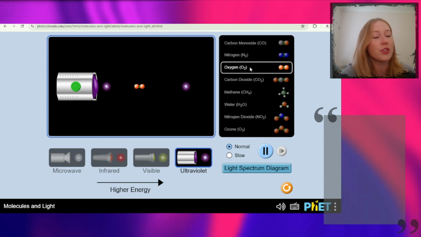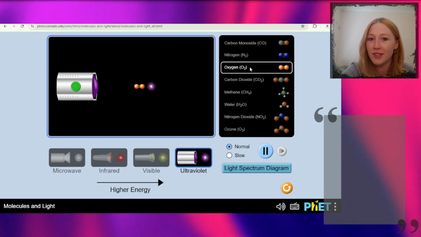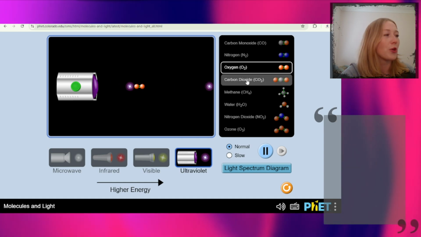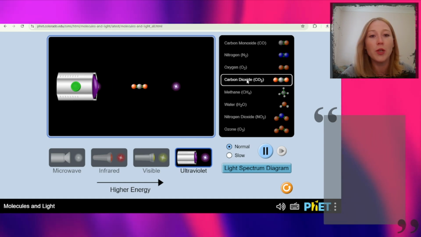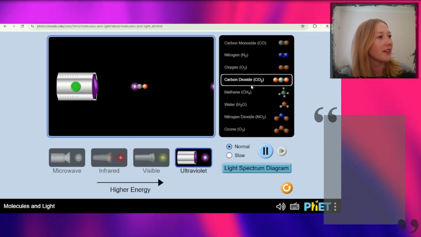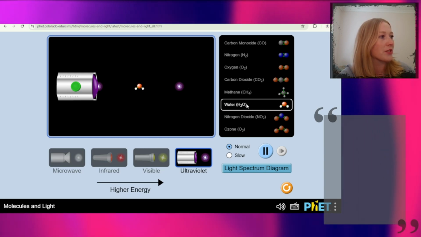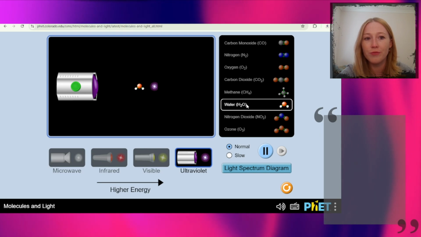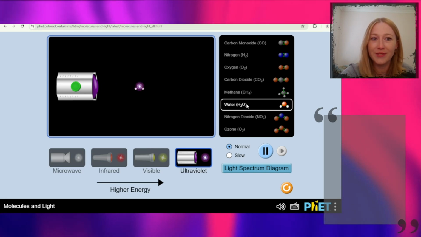Let's put in some oxygen. And we can see it's the same thing. Our most popular greenhouse gas, carbon dioxide. See? Nothing. And let's put in some water just for good measure. Okay, we get the idea, hopefully.